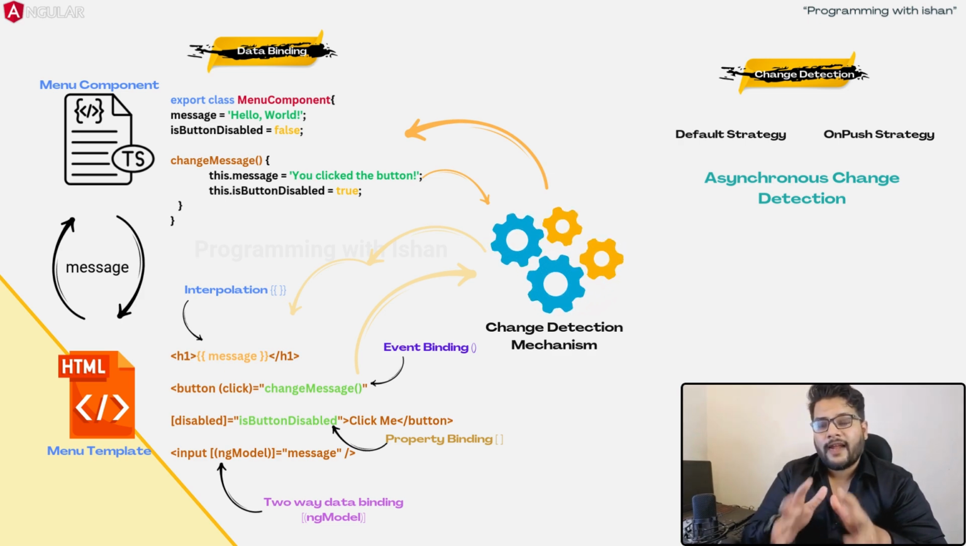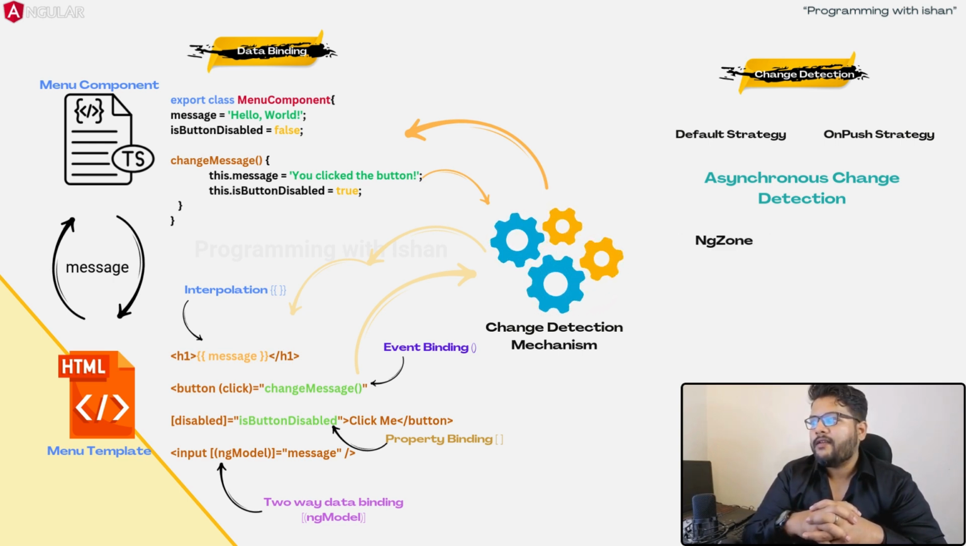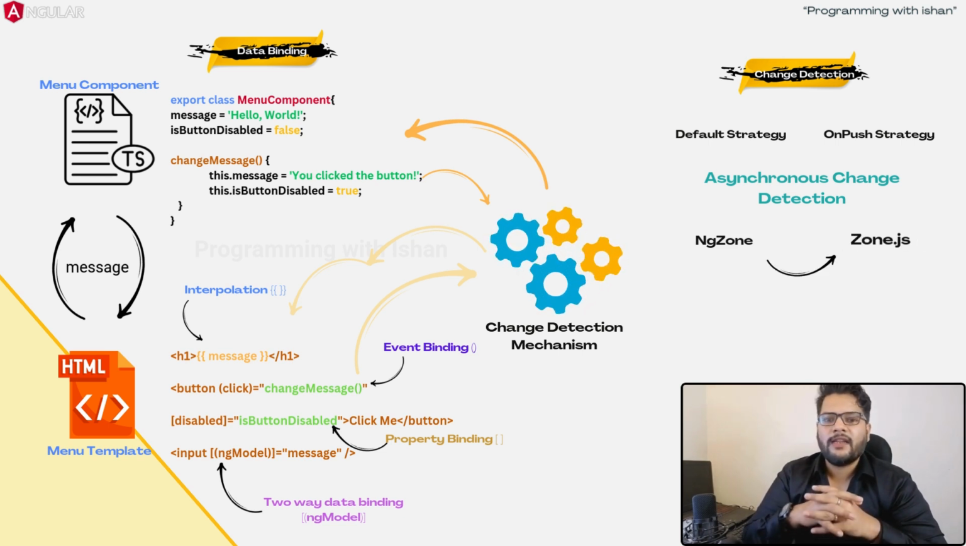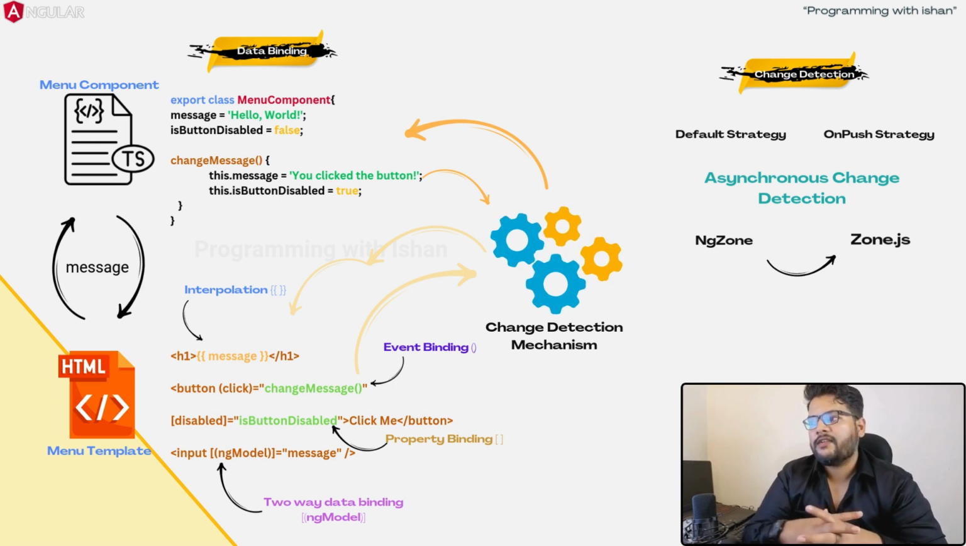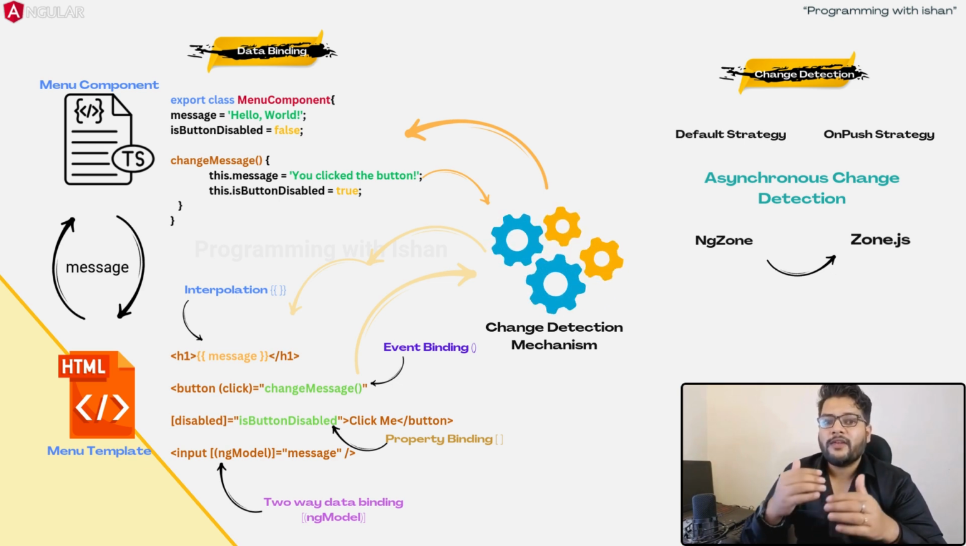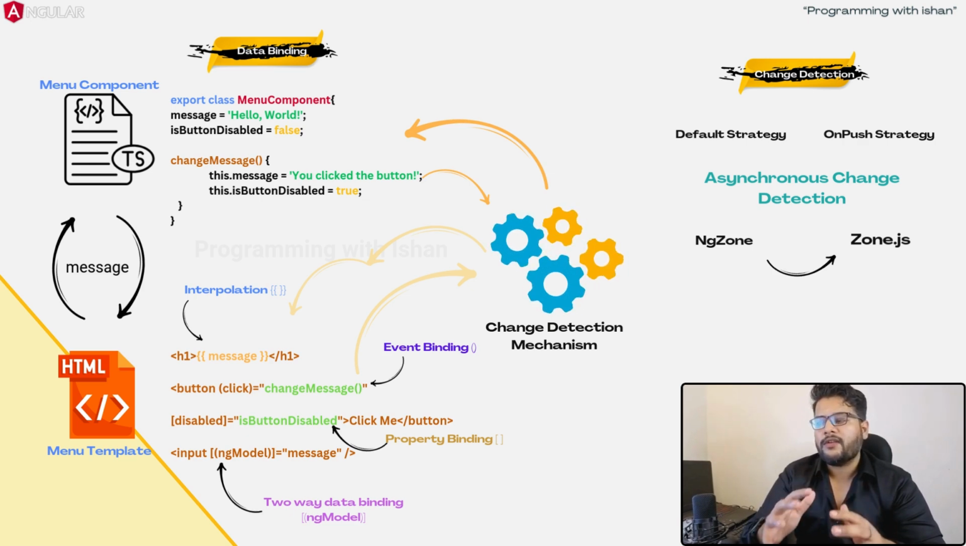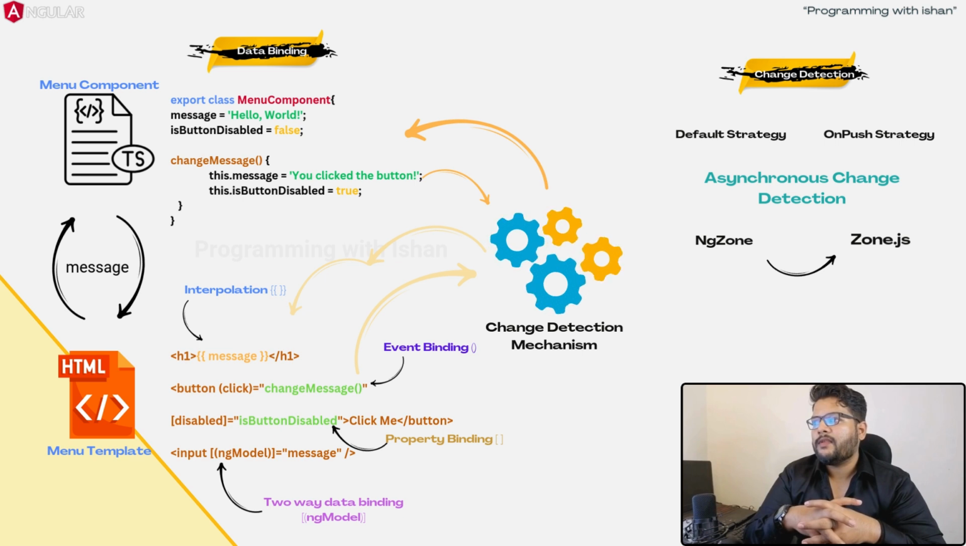Now Angular, for that purpose, has NgZone defined, which is backed by zone.js. It's a third-party library which Angular uses for the purpose of asynchronous change detection. We will not be going into the depth of this, but for you, this is more than enough at this point to understand that for any asynchronous change detection, we have zone.js in the Angular framework to satisfy that purpose.